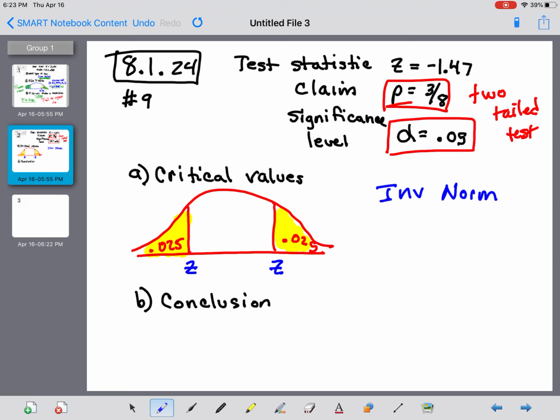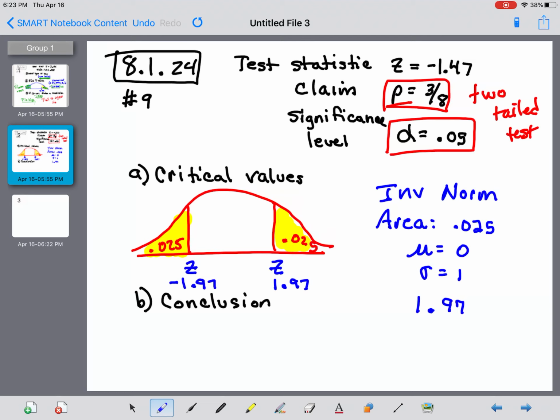When you use the inverse norm function, your area is 0.025. The mean doesn't change, that's still 0. The standard deviation is 1. When you plug that in your calculator, I believe it comes out to about 1.97. So that's this z value. The other z value is negative 1.97. That's where those critical values come from.